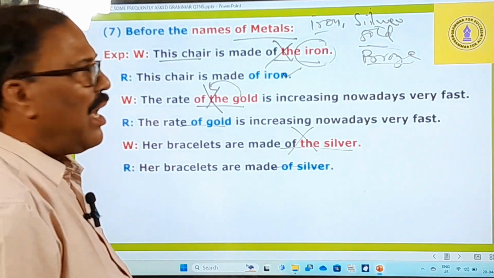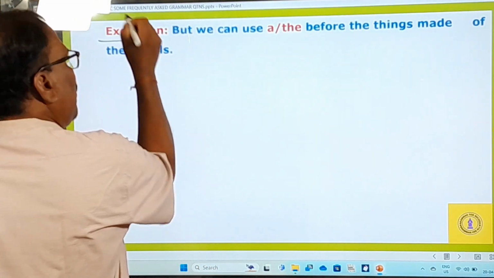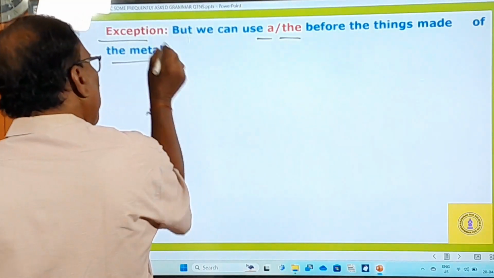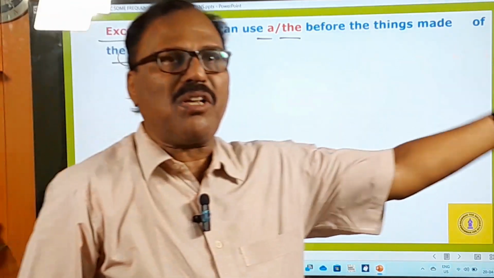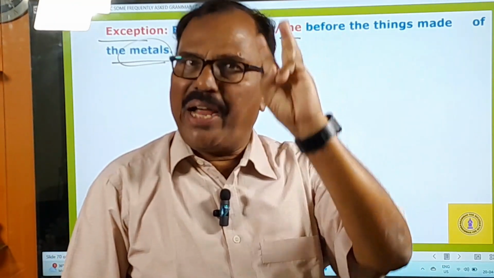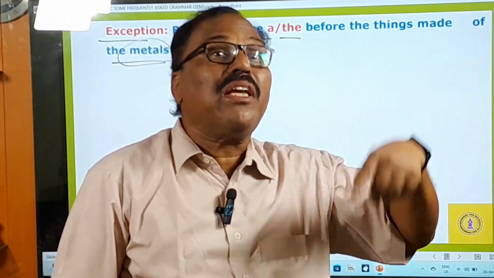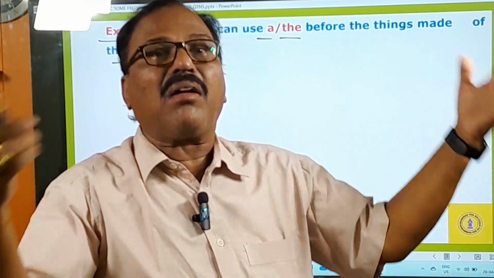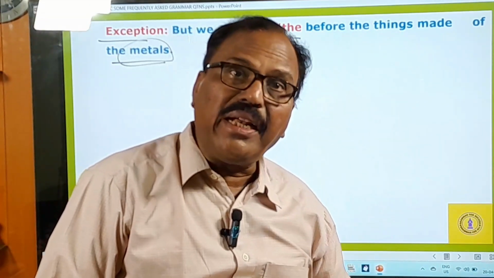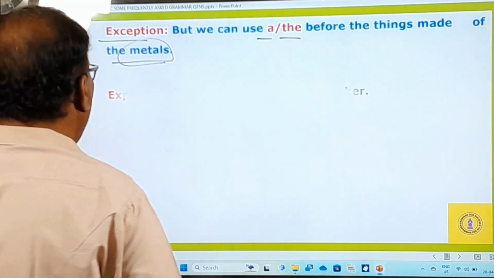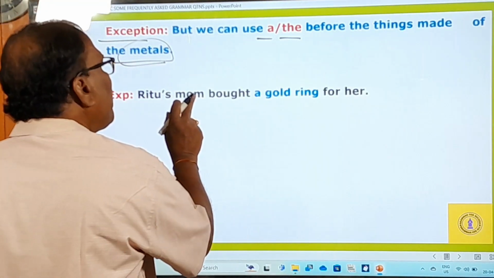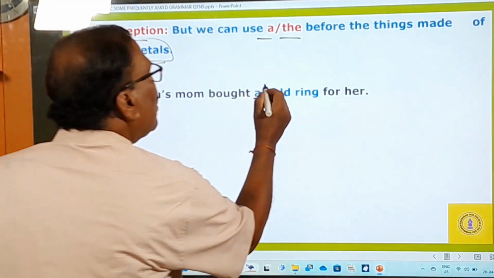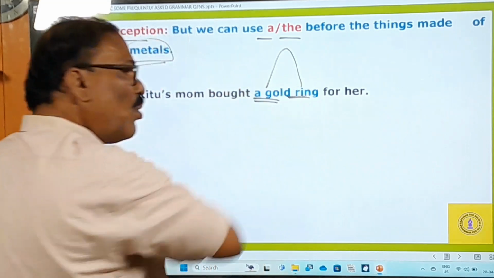Now, let's move on to learn another exception to this rule. What is that? But we can use a or the before the things made of those metals. Simply before the names of metals, we should not use any article. Point is clear. But before the names of things made of those metals, we can use either a or an or the according to the context, according to the need. Now let us look at the examples. Ritu's mom bought a gold ring. No, you are not talking simply about gold, but you are talking about this ring that is made of gold.